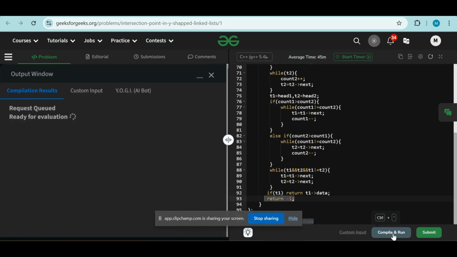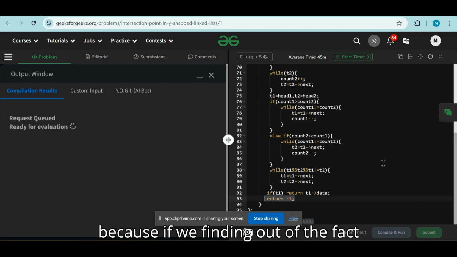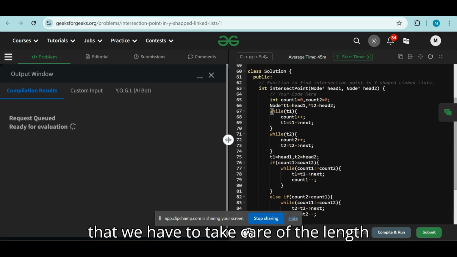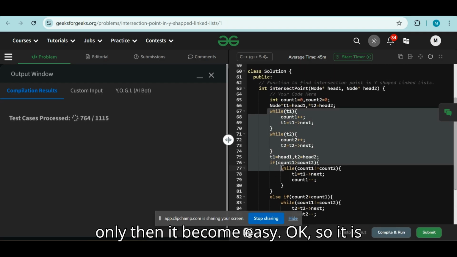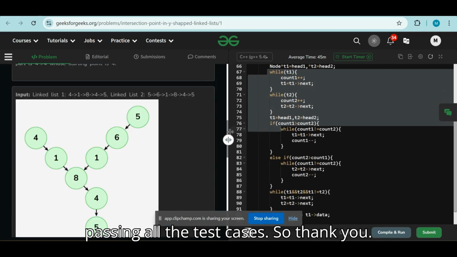I think it's a medium level question, because if we find out that we only have to take care of the length, then it becomes easy. Okay, so it is passing all the test cases. So thank you.